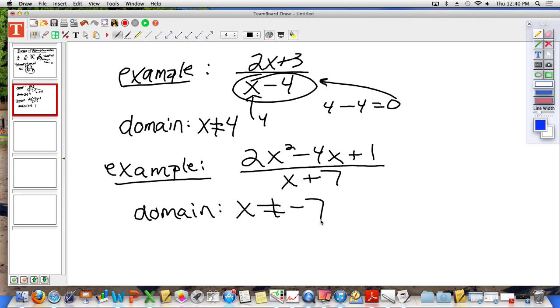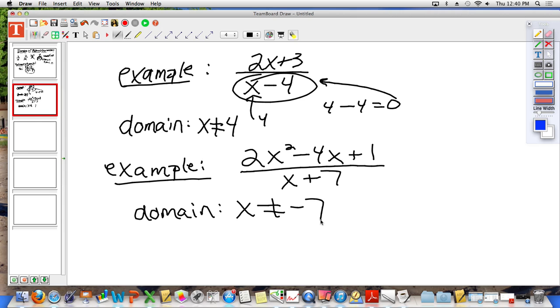Zero? You're finding the zeros of the denominator. If I asked you what's the zero of x plus 7, what do you tell me? Negative 7. So what are the zeros of x plus 7? Well, negative 7. Therefore, when x is negative 7, we get 0 on the bottom.